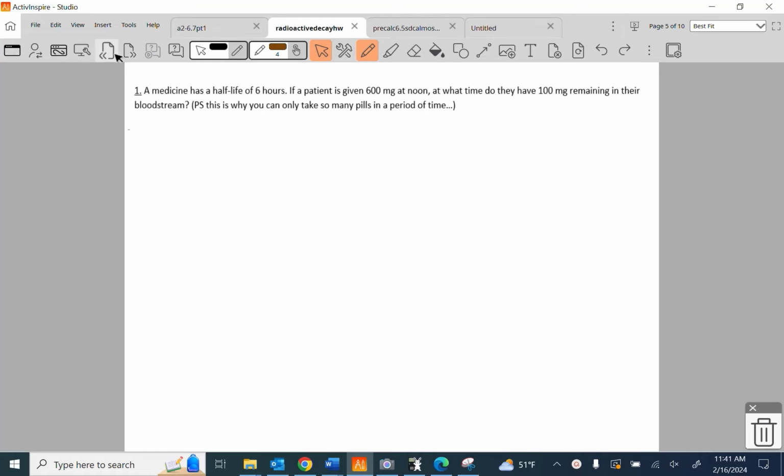Medicine has a half-life of 6 hours. The patient is given 600 milligrams at noon. What time do they have 100 milligrams remaining?